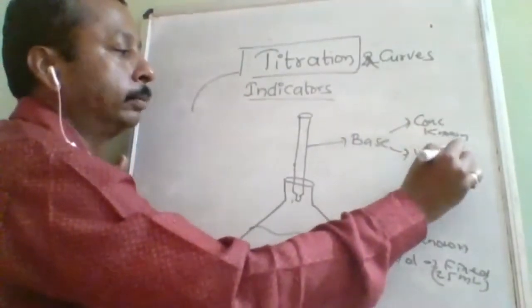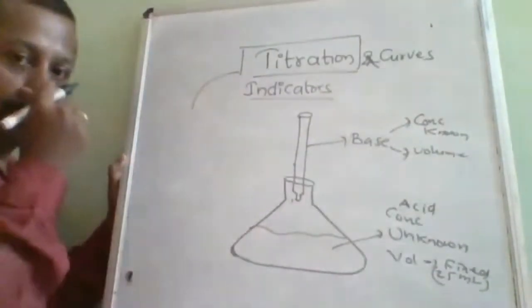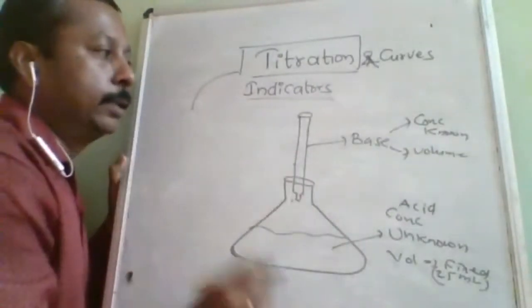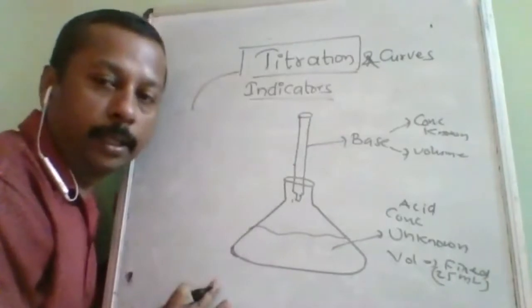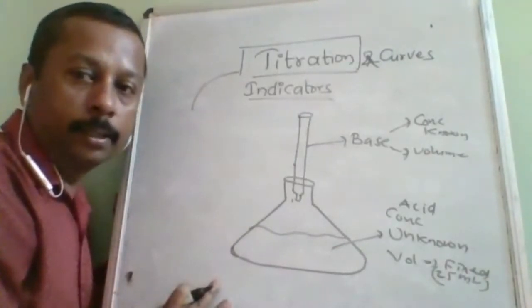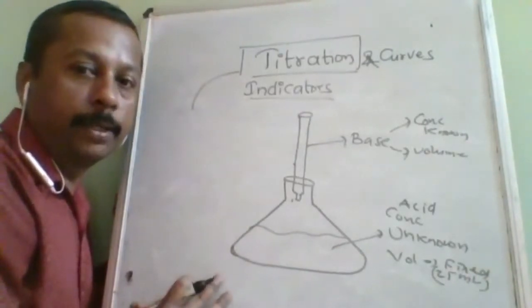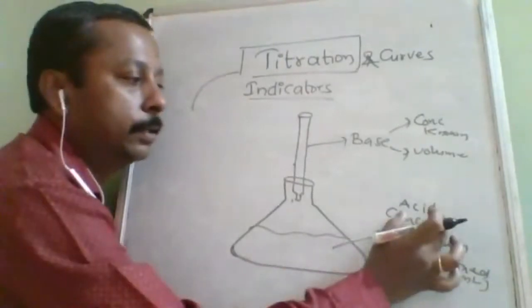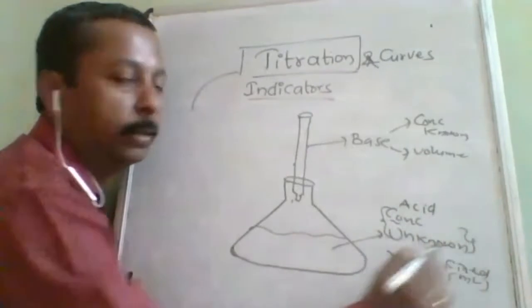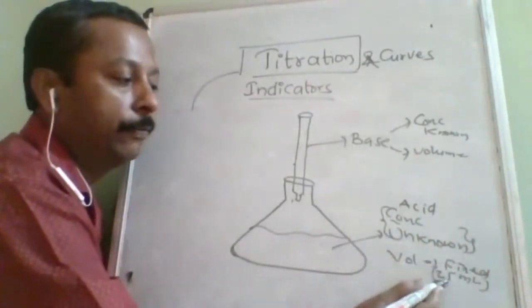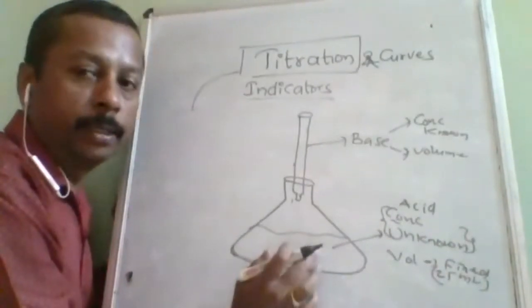Volume is not known. Then we will keep on adding this base to the acid. It is a simple reaction. What is that reaction? Neutralization. Here acid is there, and what do we want to find out? The concentration is unknown, but we have taken a fixed 25 ml in the flask.